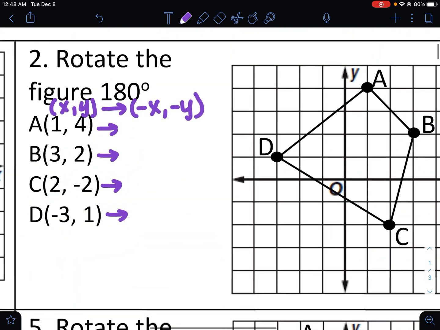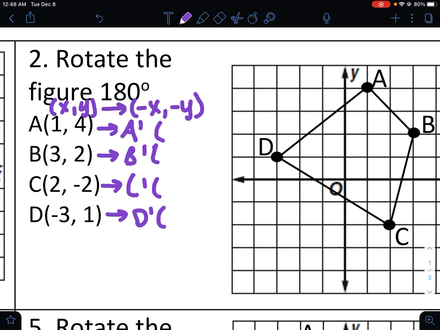So we have A, B prime, C prime, and D prime. So all we're going to do is change the signs. I know that there's a negative in front, but the negative doesn't necessarily mean you make it negative. It means that you change the sign, you make it opposite.